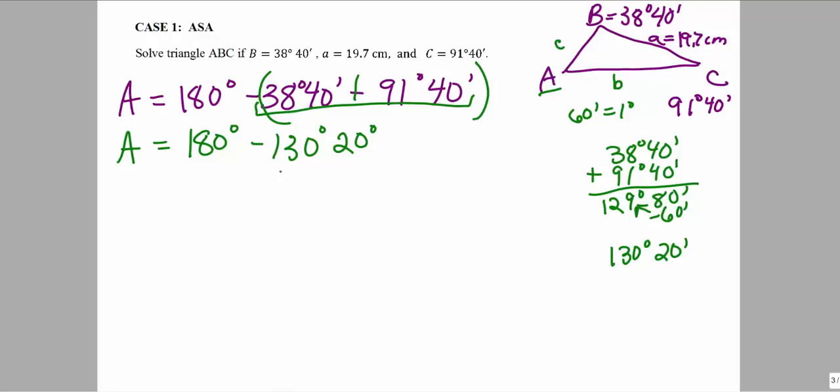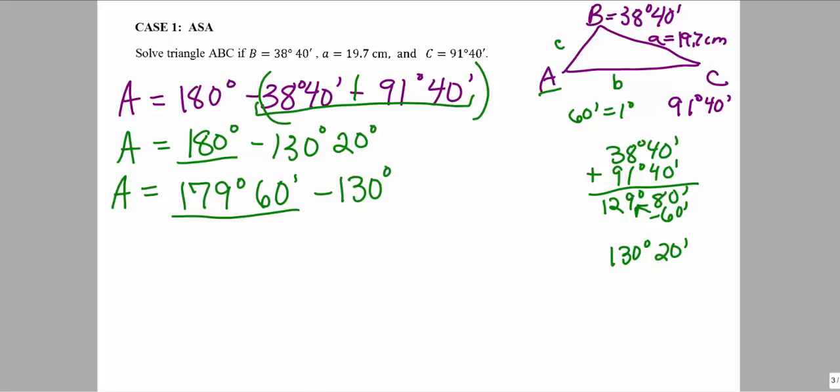And we know that whatever's left over from 180 would have to be angle A. Now, when we're talking about degrees and minutes, it's important that we only subtract degrees from degrees and minutes from minutes. So I'm going to rewrite this as 179 degrees and 60 minutes. So instead of writing 180 degrees, I'm going to call this 179 degrees and 60 minutes. We're going to borrow a degree and call it 60 minutes, minus 130 degrees and 20 minutes.